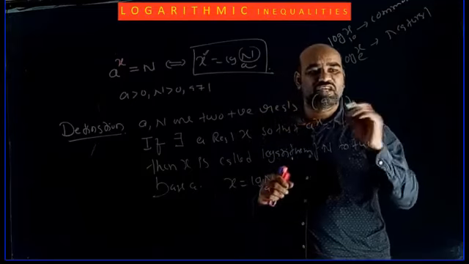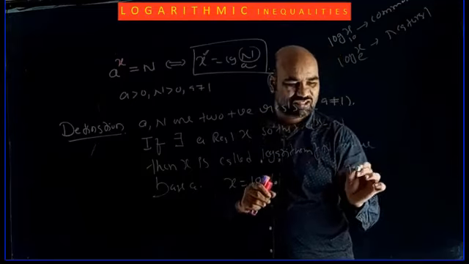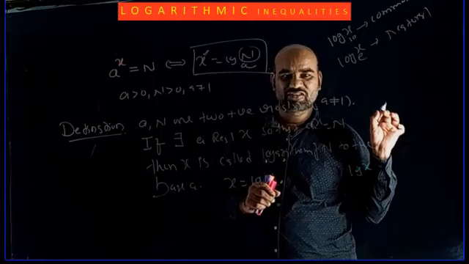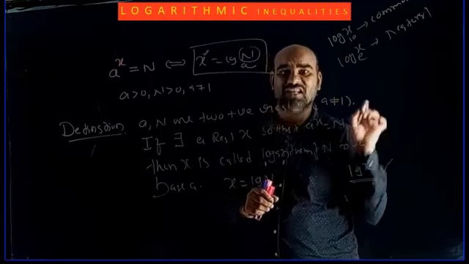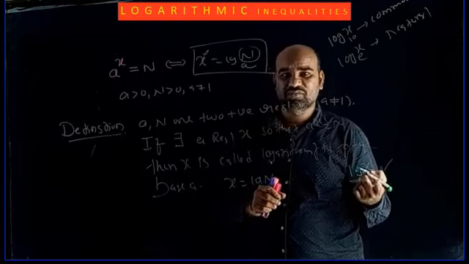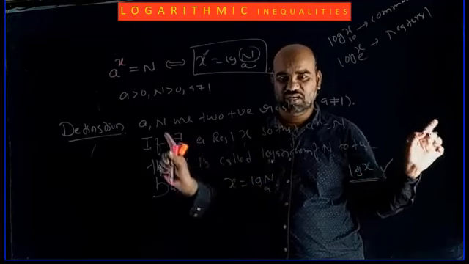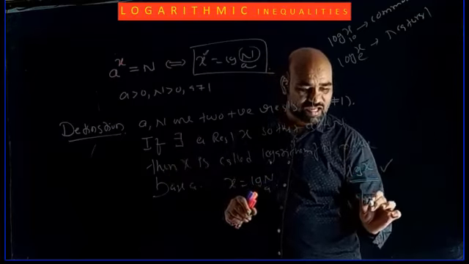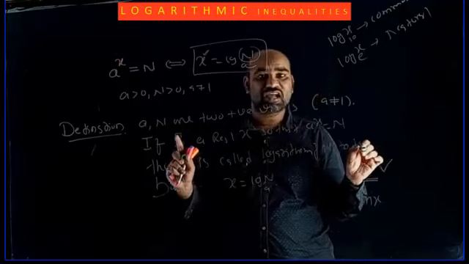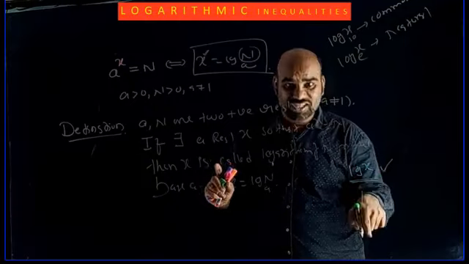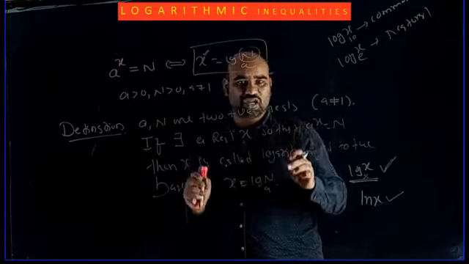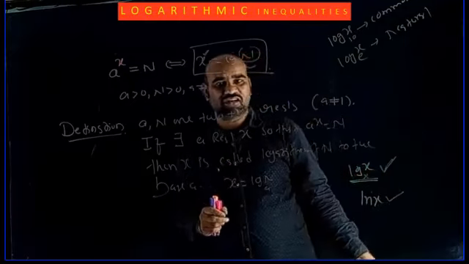In textbooks, if they give log x, the meaning is logarithm of x with the base 10. They won't mention the base, which means you assume the base is 10 only. Otherwise they will write ln x. ln x means logarithm of x to the base e. All the properties of logarithms are applicable for both natural and common.